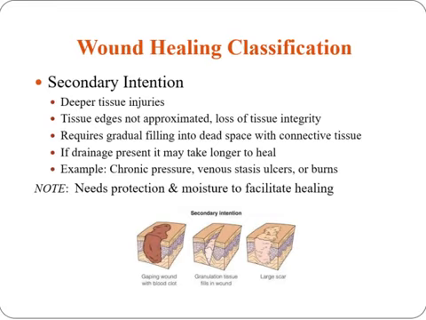If there's drainage, it might take longer to heal. So chronic pressure ulcers, venous stasis ulcers, burns are all examples of healing by secondary intention. So these wounds need protection and moisture to facilitate healing.